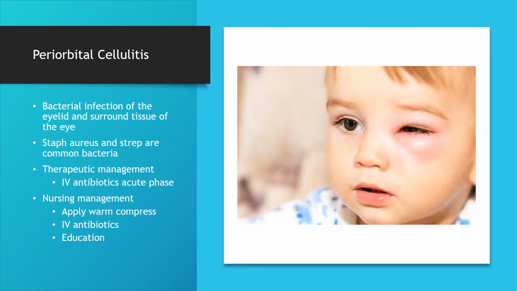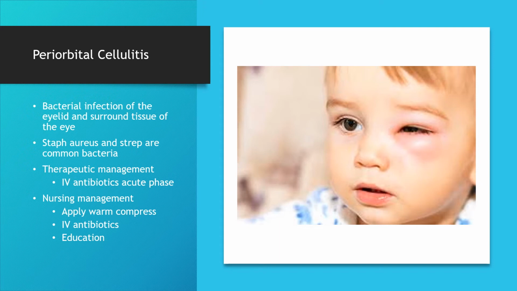When we look at periorbital cellulitis, this is a bacterial infection of the eyelid and sometimes the surrounding tissue of the eye. Staph aureus and strep are the most common bacteria that we see with this. Therapeutic management is going to focus on IV antibiotic administration acutely, followed by completion of that course orally.